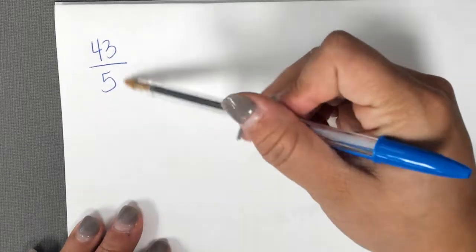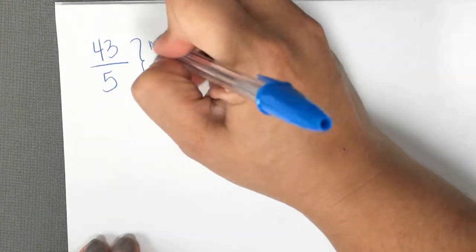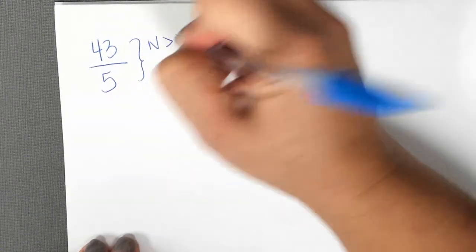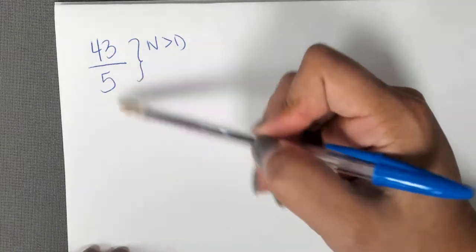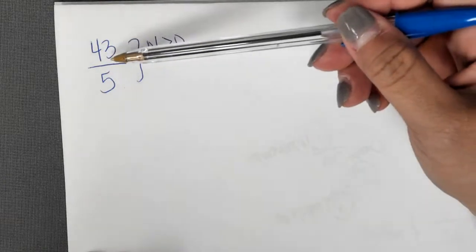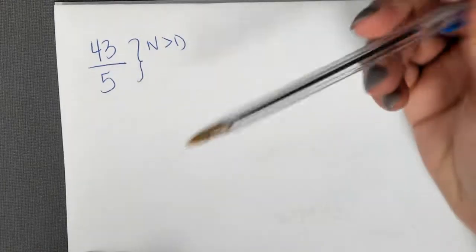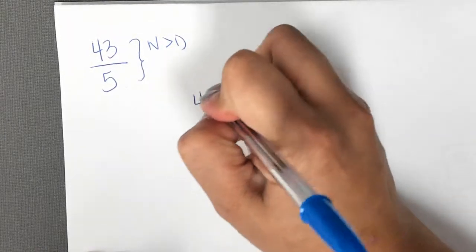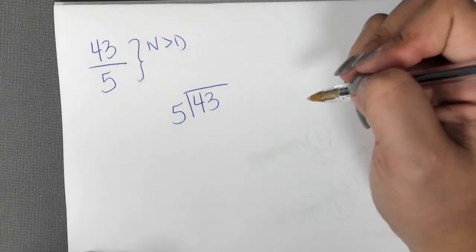Okay, today we're going to be talking about improper fractions. I know that 43/5 is an improper fraction because the numerator is bigger than the denominator. So I'm going to have to take some steps in order to figure out what my mixed number is going to be. So the first step is going to be to divide 43 divided by 5. And then I can figure out what my mixed number is from there.